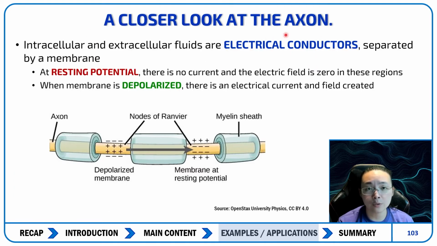So taking a closer look at the axon, we do have intracellular and extracellular fluids, and both of these are electrical conductors. We haven't really looked at conductors yet, but essentially it just means that charge can flow through them. And these two intra and extracellular fluids are separated by a membrane. So at resting potential, there's no current and the electric field is zero in these regions. But when a membrane is depolarized, there's going to be an electrical current and a field that's created to push the signal along.